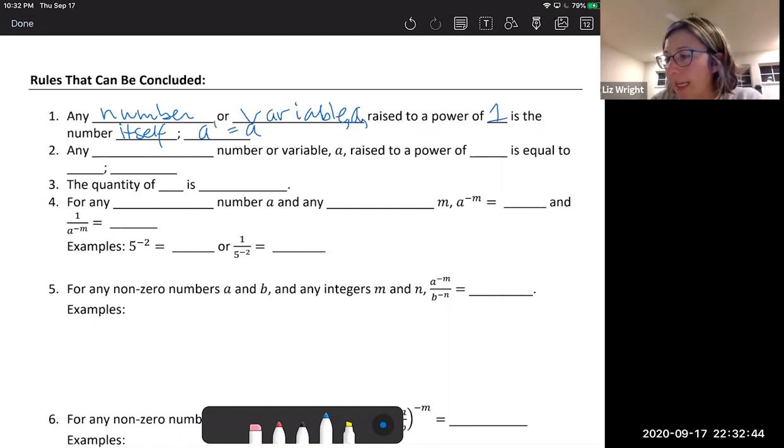Then the next one, it says any non-zero number or variable A that is going to be raised to the power of 0 is going to be equal to 1. And so if we have A to the 0, that's going to equal 1. And I'm hoping you notice that it says that A has to be any non-zero number or variable, because again, if A was 0, it's going to be undefined, which comes in the next one. So the quantity of 0 to the 0 is undefined.